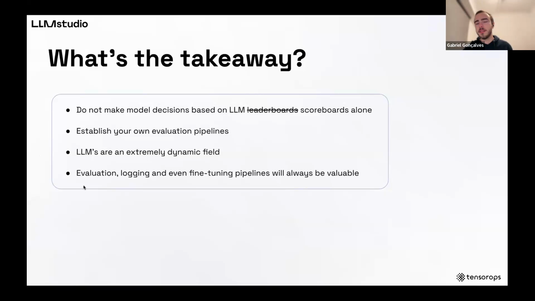And you might think this takes a lot of work, but think about how dynamic LLMs are as a field, and how useful these evaluation pipelines can be when Llama 3 comes out and you're just 3 months ahead of your competition in implementing evaluation and fine-tuning pipelines for your own organization or company.